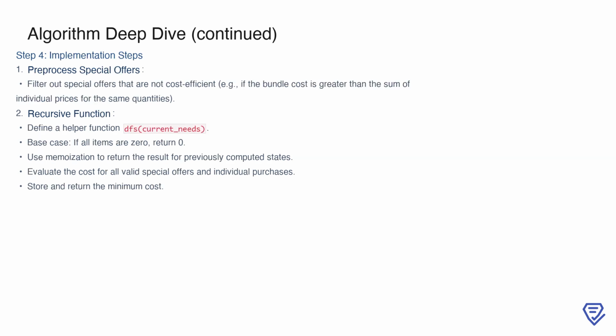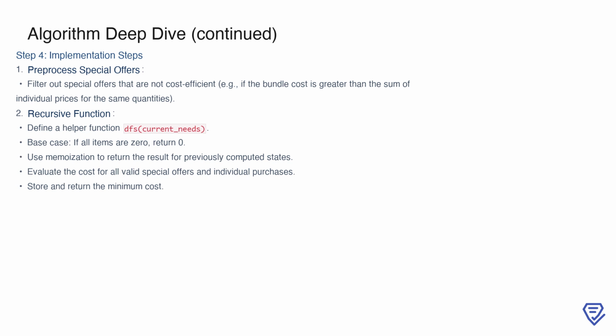The implementation begins with pre-processing the special offers to filter out those that aren't cost-efficient. For example, if a bundle's cost exceeds the sum of buying its items individually, it can be ignored. We then define a recursive helper function, commonly called DFS, which takes the current state of needs as input. The base case checks if all items in needs are 0, in which case the function returns a cost of 0.